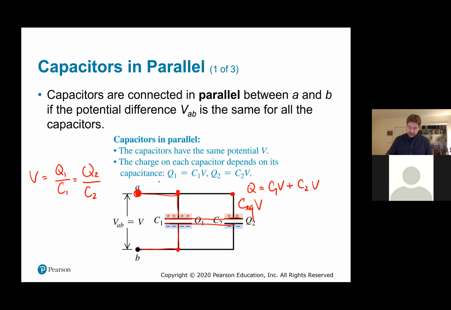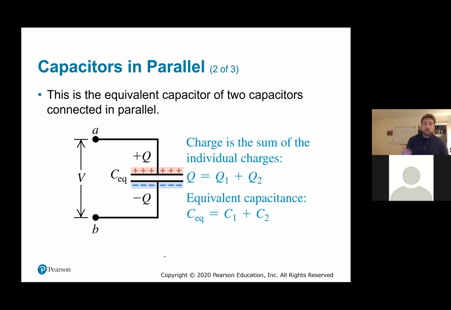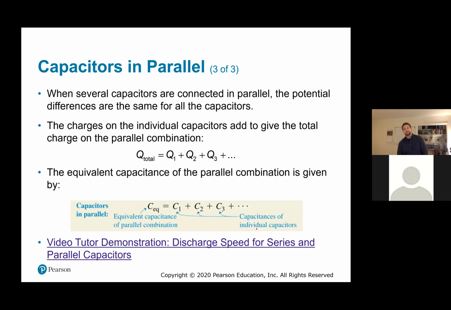Because again, we're going to replace this whole arrangement with one equivalent capacitor such that the voltage is V and the total charge is the charge that we're storing, Q1 and Q2. All right, so we can cancel the voltage that is the same on all the terms of this equation, and we end up with this. If there were more than two, we'd end up with this. Cool.